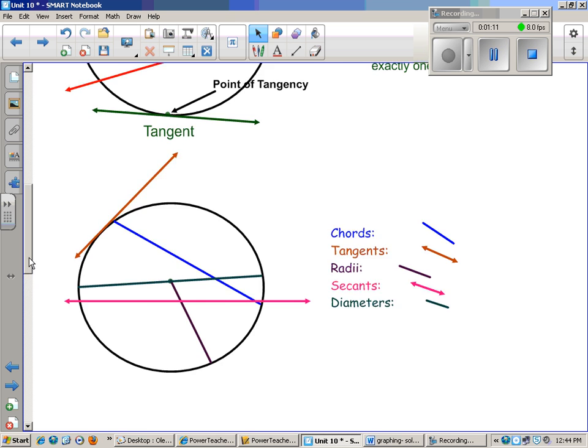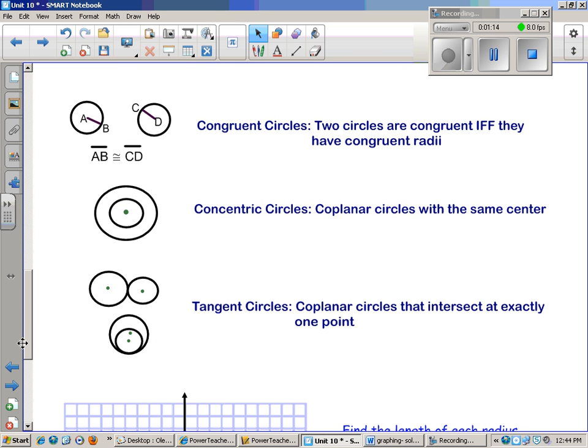Then we talked about congruent circles, concentric circles, and tangent circles. Tangent circles touch in one spot. Concentric circles don't touch, but they share a center. And then congruent circles have equal radii, and equal radii mean they're congruent circles.